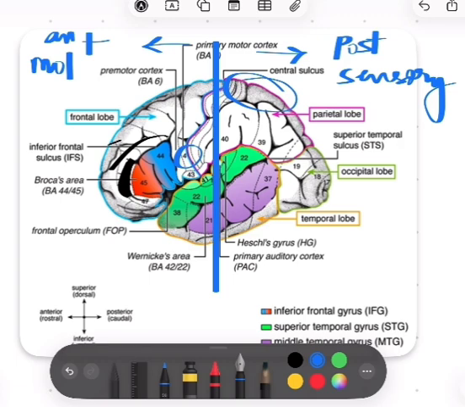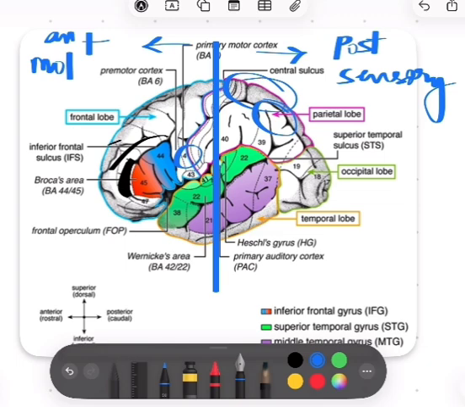Then you have 5 and 7. 5 and 7 are sensory association areas, which are present in the superior parietal lobule. Area 5 and 7 in the superior parietal lobule.